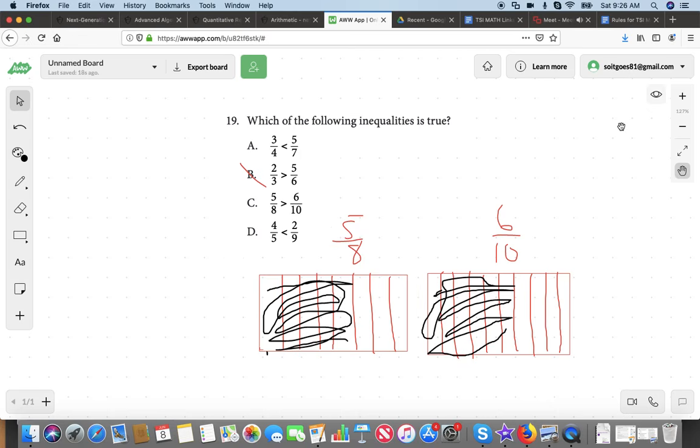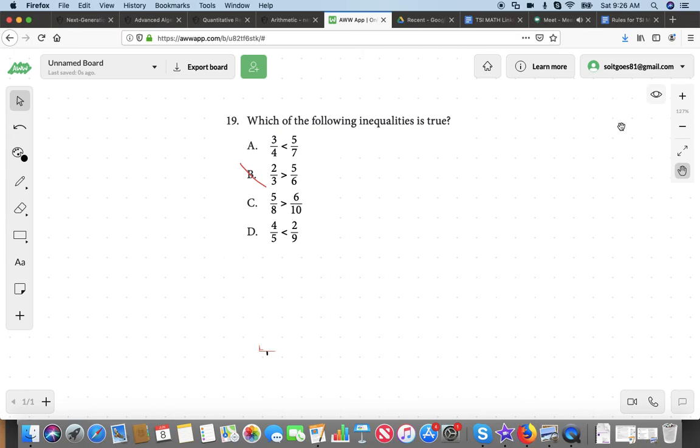Go ahead and read that for me. 4/5 is less than 2/9, or 2/9 is greater than 4/5. Let's do this one with rectangles. I think this one's going to be a little more straightforward. By the way, just looking at those, do you know which one's bigger? 4/5, yeah, it's probably going to be big. Just looking at it, you should be able to figure it out. But let's confirm it using the rectangle method.